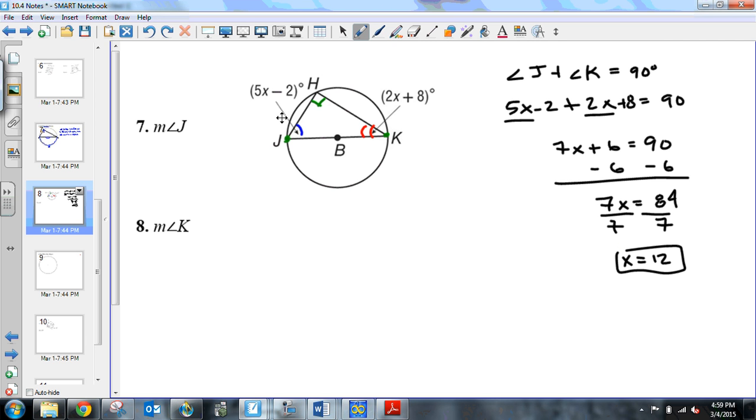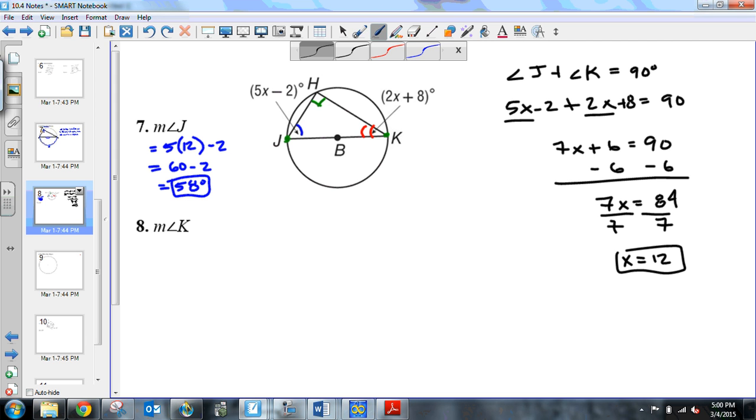Now I can take that and plug it in for angle J and find what that angle is. I take 5 times x, but x is 12, so 5 times 12 minus 2, which gives me 60 minus 2, which is 58 degrees. Then let's find angle K. Angle K is 2x plus 8, so 2 times 12 plus 8, which is 24 plus 8, giving me 32 degrees.